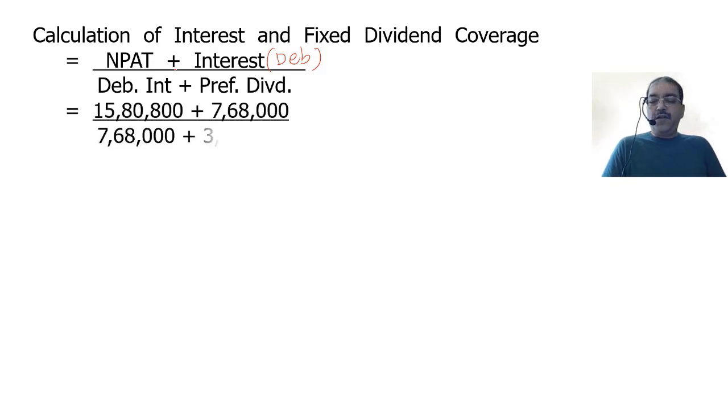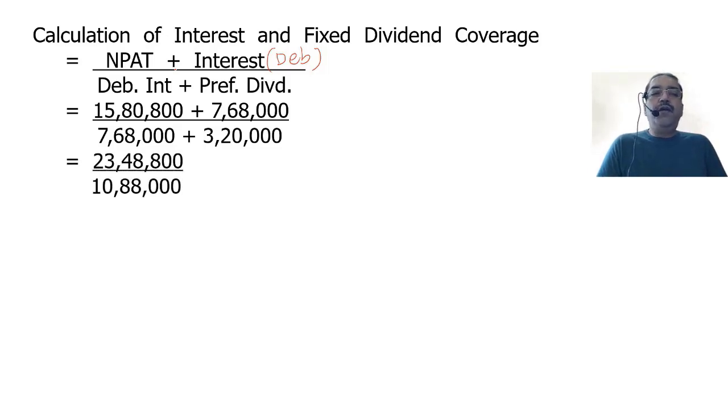15,80,800. Debenture interest 7,68,000, divided by 7,68,000 plus preference dividend 3,20,000. That comes to 23,48,800 divided by 10,88,000, divided by 10,88,000. So that comes to 2.16.